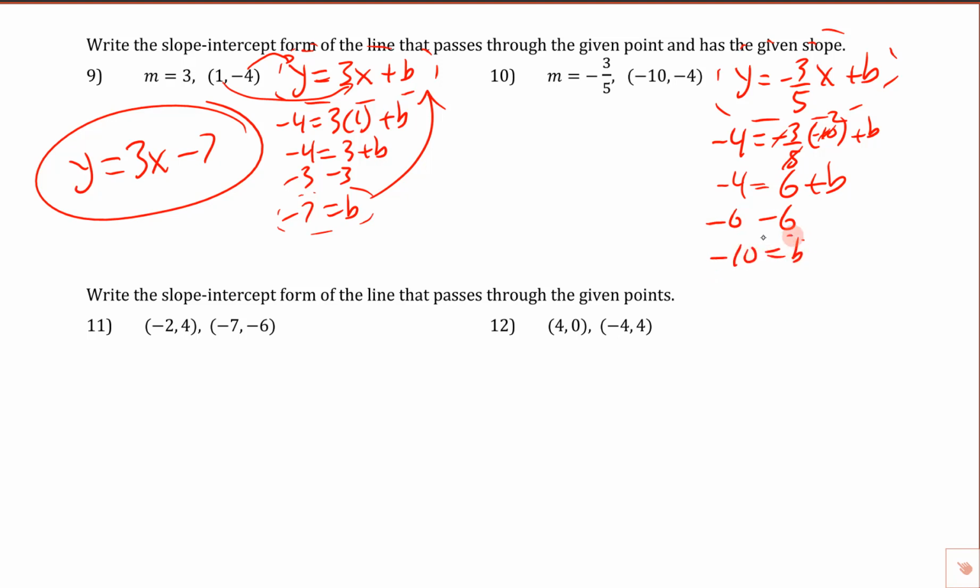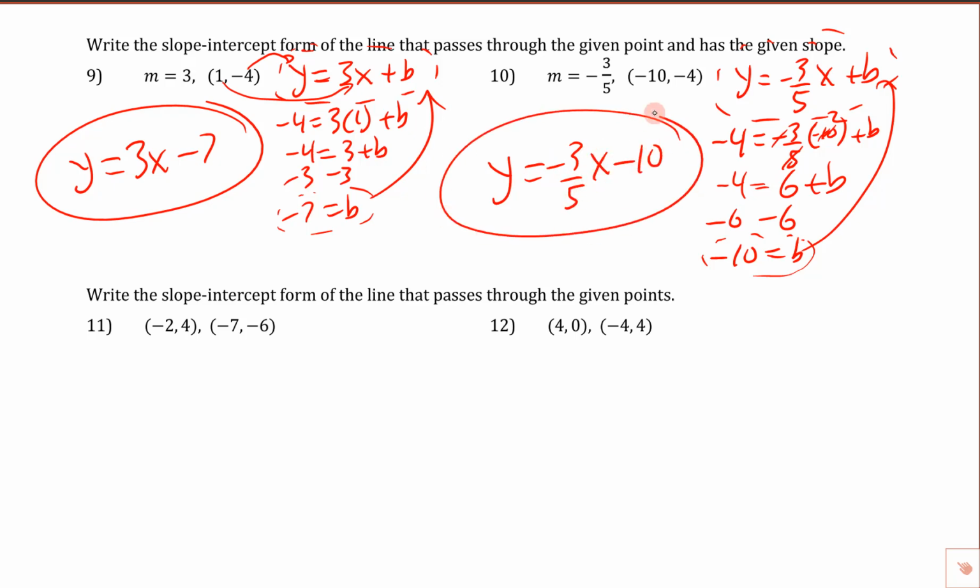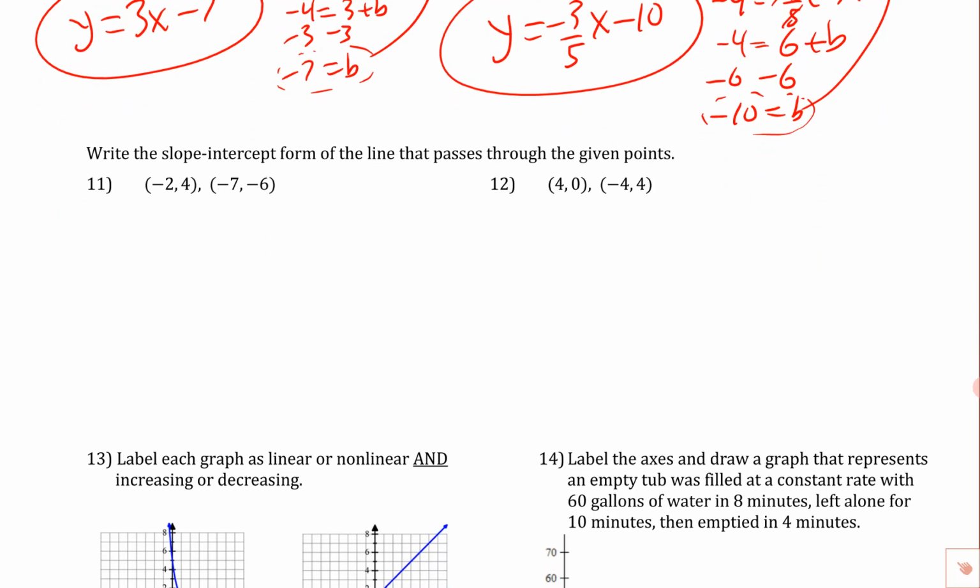So that means we've got the y-intercept here. So we'll plug that back in here, and then we're finally ready to say what the answer is. It's negative 3/5 x minus 10. So big circle around that. Again, here's all our work, circle our answer. Let's take a look at the next one. You'll notice it says put it in slope-intercept form, but now we're given 2 points.